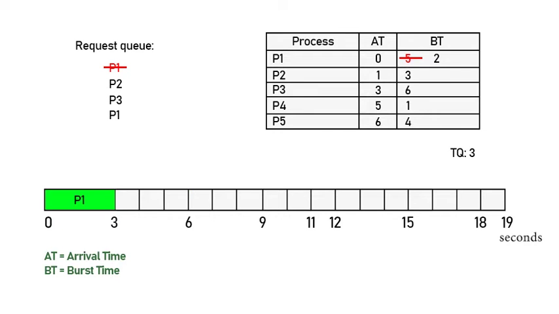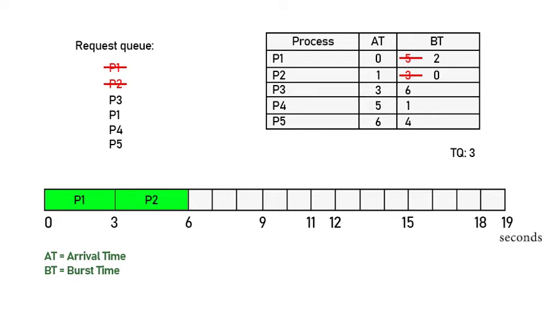Next in queue is P2. We can execute the process for 3 seconds, so from 3 to 6. And now the remaining time left for P2 is 0, meaning that the process is completed and doesn't go back on the queue. Within 6 seconds, we have P4 and P5 arriving in the CPU. Then we put both processes in the ready queue.